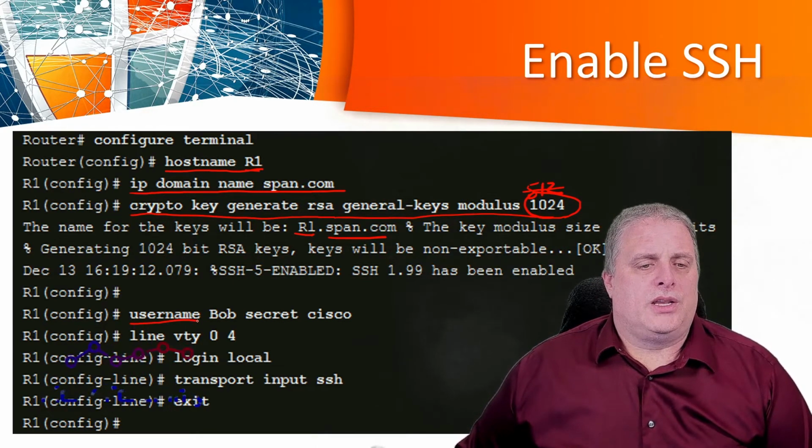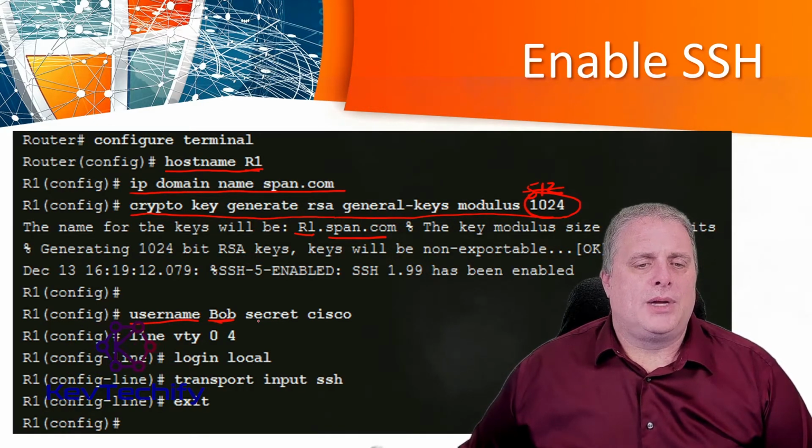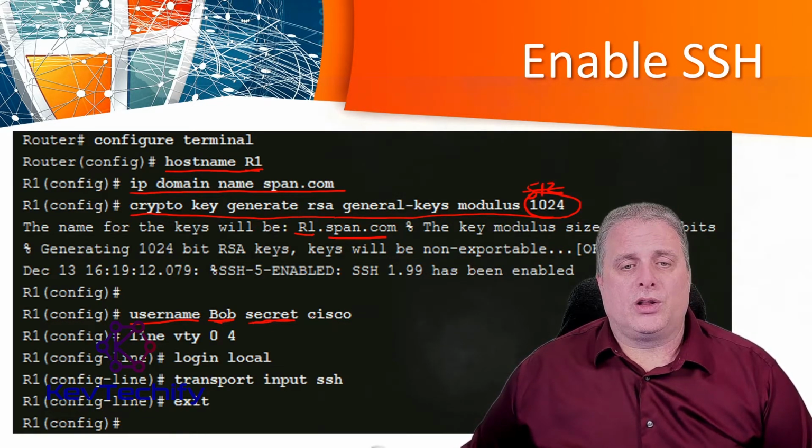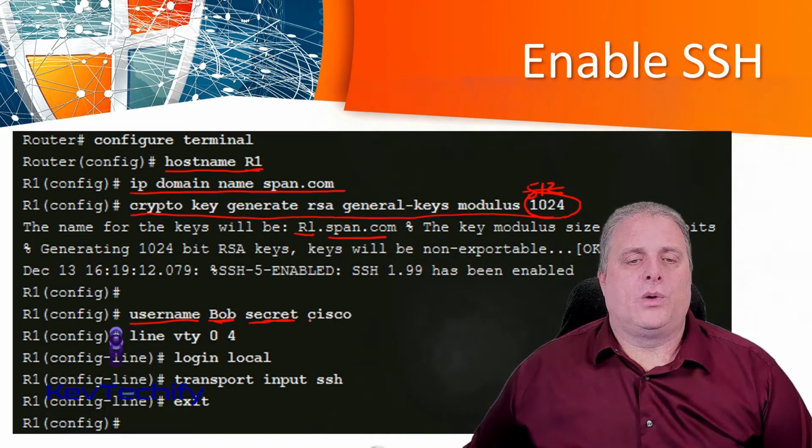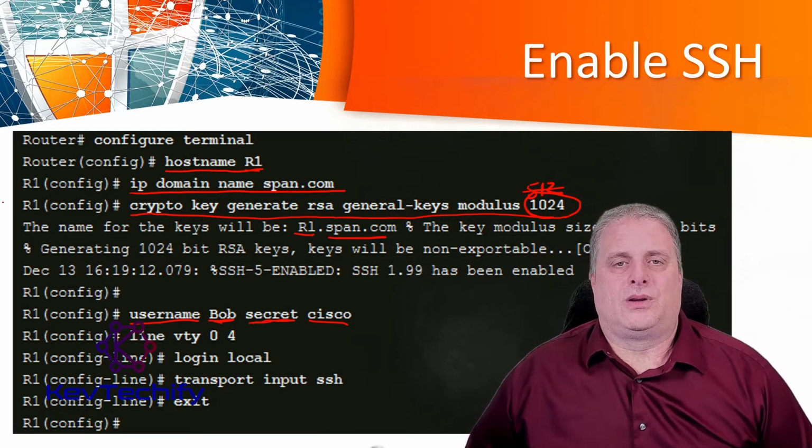So here we said username, whatever you want the username to be. This user will be Bob, and then you specify either secret or password. Once again, secret will encrypt it, so if you do a show run, it'll be hashed. But if you put the word password, it'll be in clear text. And then what do you actually want for your password? So the username is Bob. The password will be Cisco.